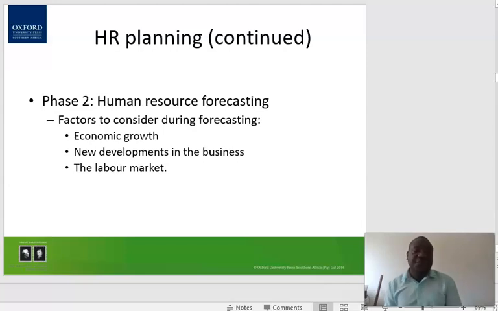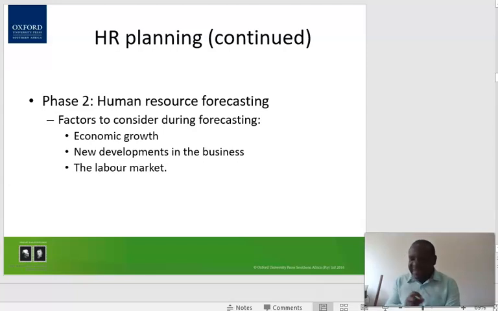Then phase 2 is basically human resource forecasting. Here you try to forecast the human resource needs of an organization. What will we need in the near future? What will we need in terms of human resources in the near future? So factors to consider for human resource forecasting, they include issues of economic growth. So if we assume, or if we have information that in the near future there will be economic growth, that may also mean that our organization may also have opportunities for growth.